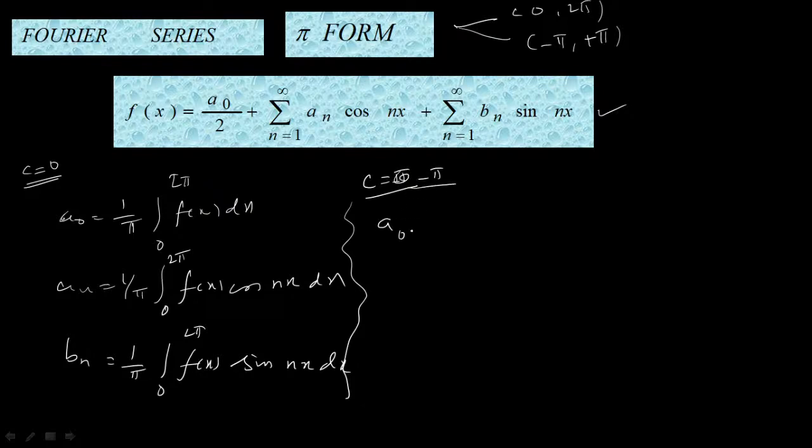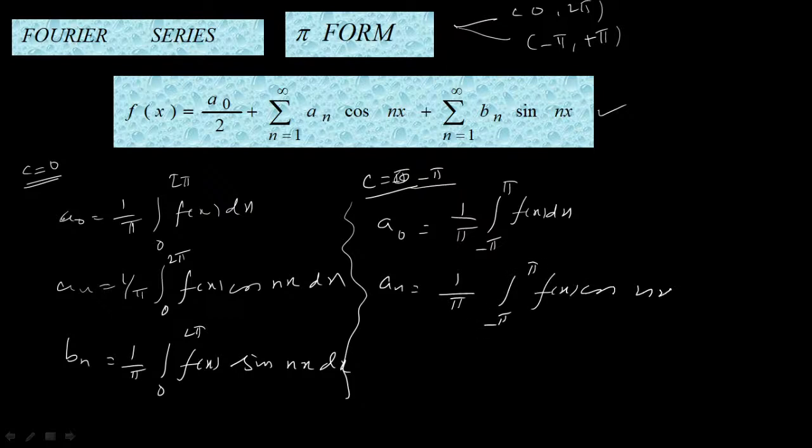If c is equal to minus pi, as we see already, a naught is 1 by pi, integral limit changes from minus pi to pi f of x dx, and a n is equal to 1 by pi integral from minus pi to pi f of x cos nx dx, and bn is equal to 1 by pi integral from minus pi to pi f of x sin nx dx. So these two are the cases we are going to discuss.